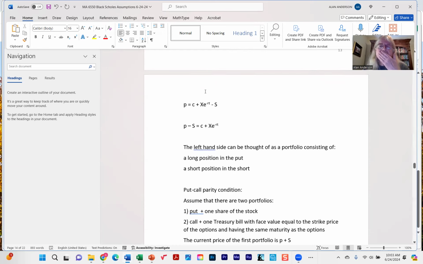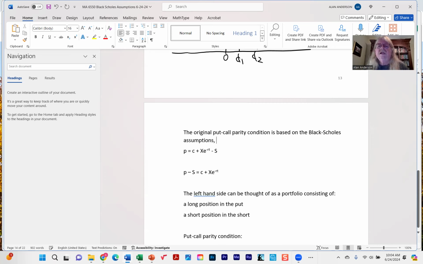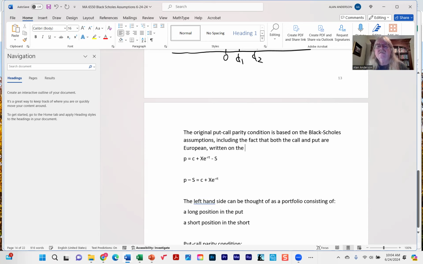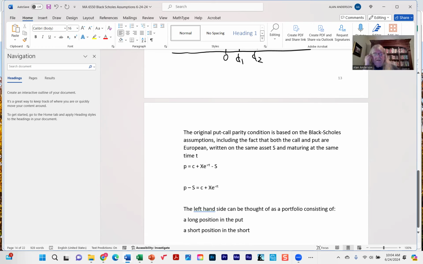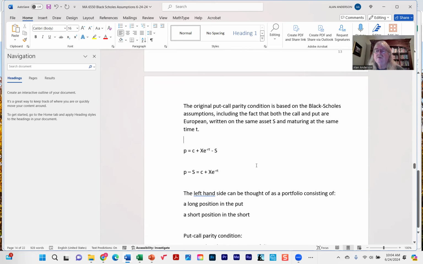And by the way, in this case, I just want to remind you that the original put call parity condition that you're seeing here is based on the Black-Scholes assumptions, including the fact that both the call and put are European, written on the same asset S, and maturing at the same time T. And so what you've actually got here on the left-hand side, it's as if you set up a portfolio where you bought the put and took a short position in the stock.